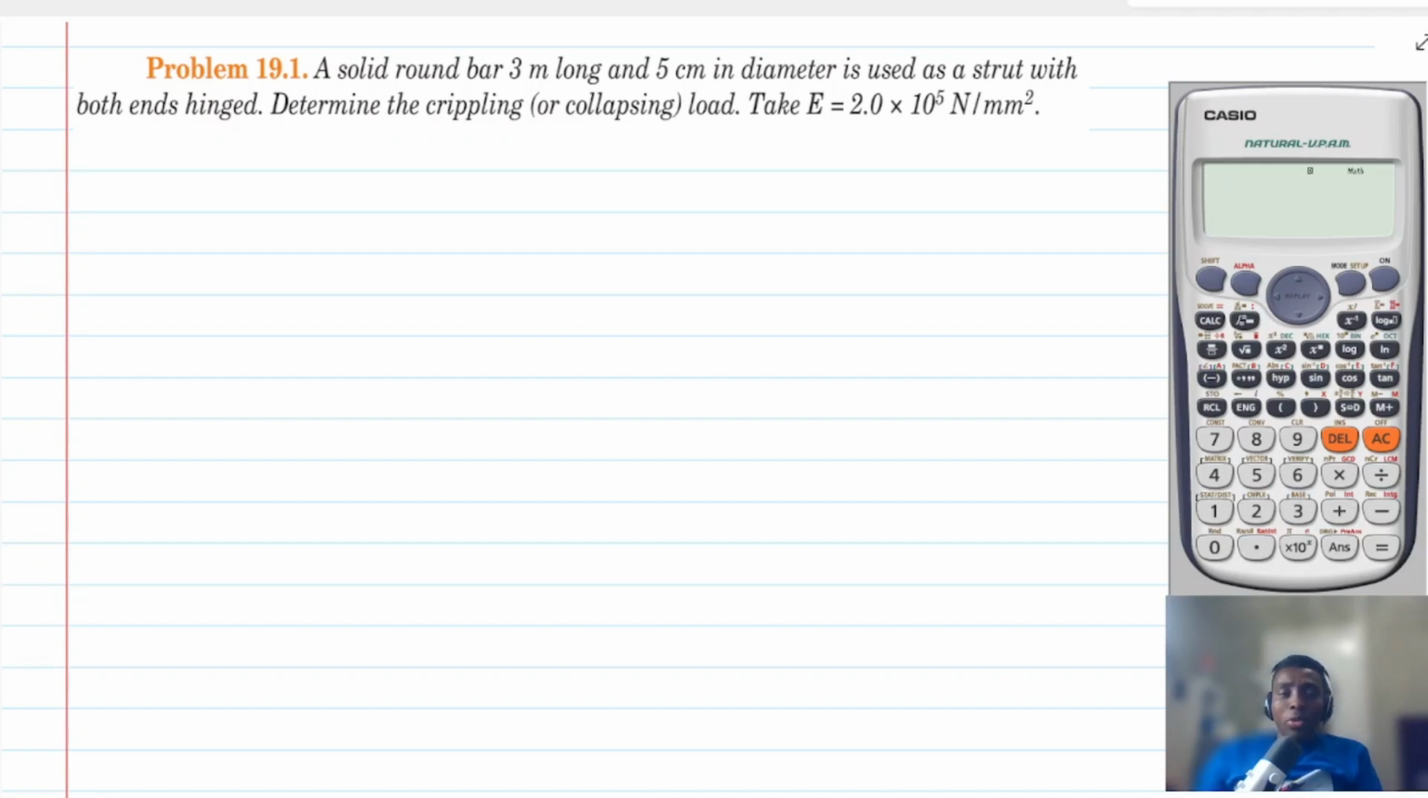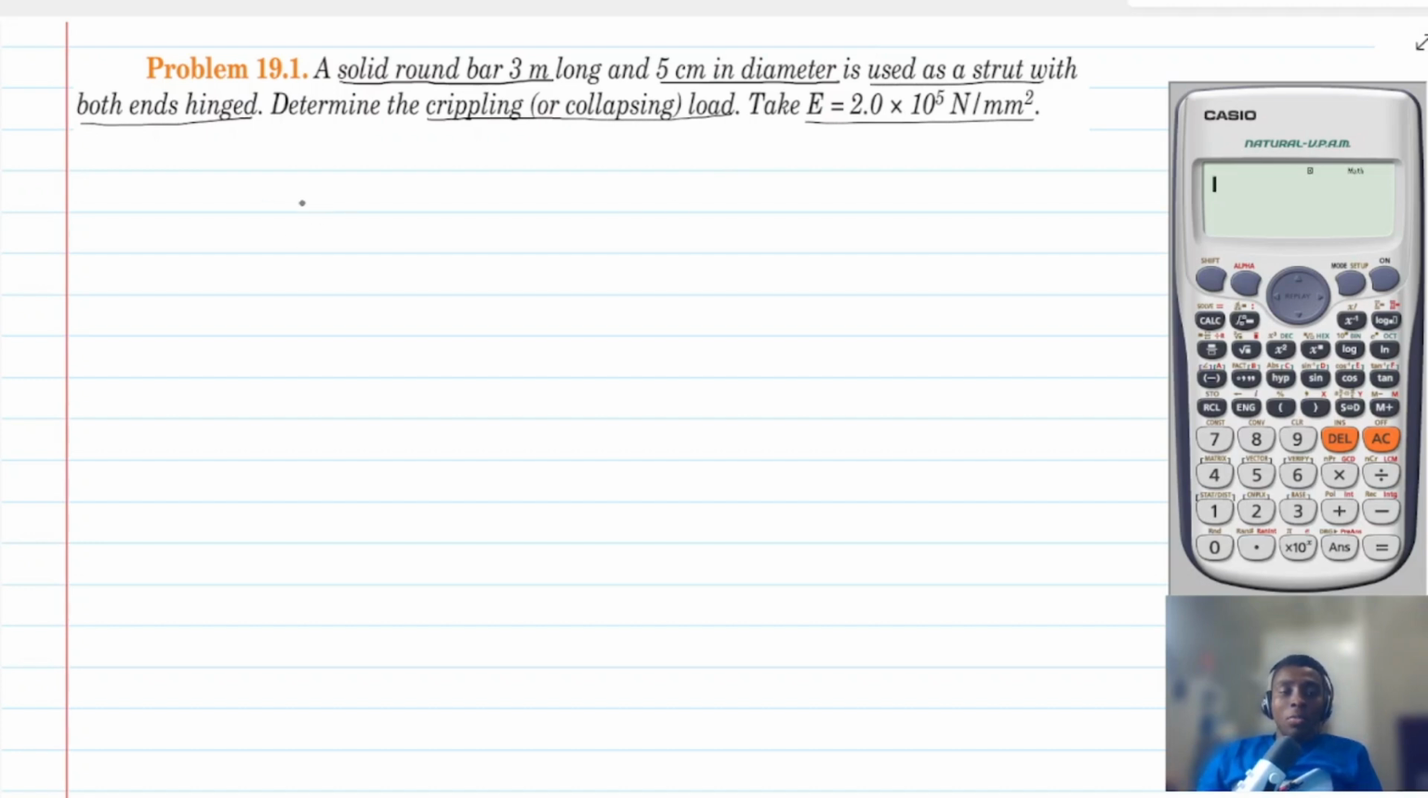In this video I want to solve a simple question to illustrate the concept of the Euler load. Let's read the problem together and then solve it. We have a solid round bar which is 3 meters long and 5 centimeters in diameter, being used as a strut with both ends hinged. We are to determine the crippling or collapsing load, and the value of our Young's modulus is given.